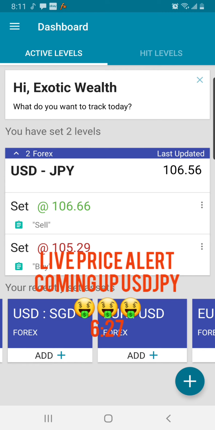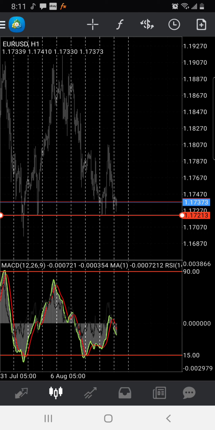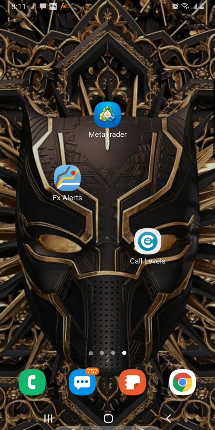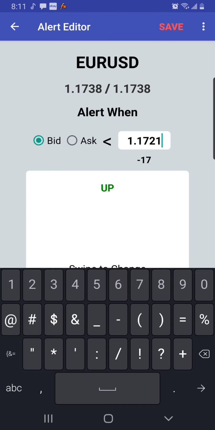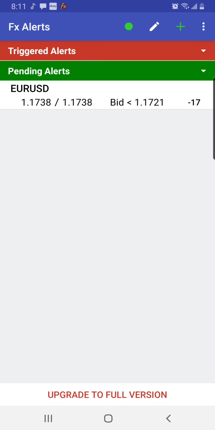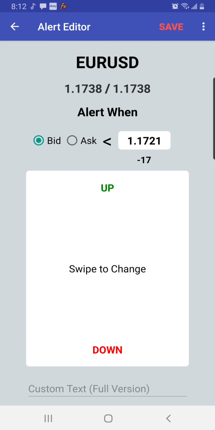So here we go, Euro USD. See, it shows the current price right now. It shows where price is at. So I ask, bid, anything at your own point. So here we go. We got 1.17213. That's where I want it to alert me. 1.17213. Okay. So here we go. Save that. Now, when it gets to that level, 1.1738, it's going to alert me and let me know for EU so that I can look for buys, right?